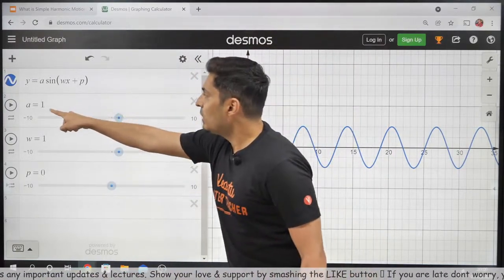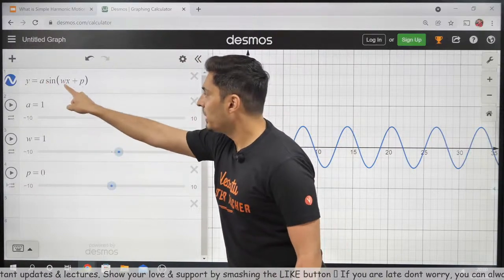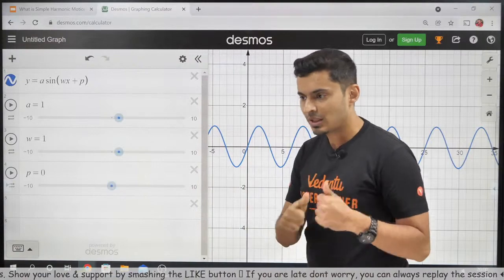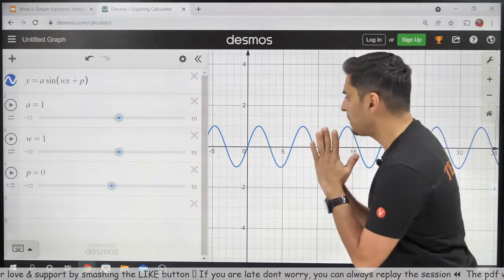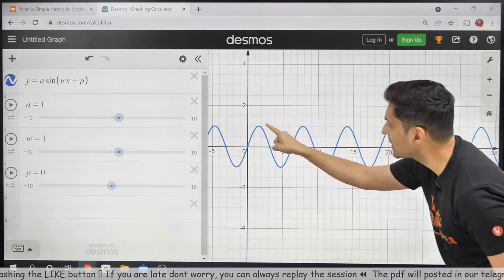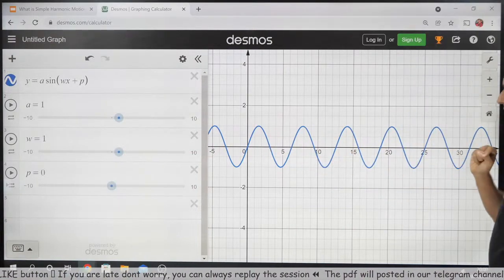Cool. So what is the value of A? A is 1. What is the value of omega? Omega is 1. What is the value of that constant? It is 0. That's a pure sine wave, nothing else. You can see it starts from 0, it goes up and down like this.